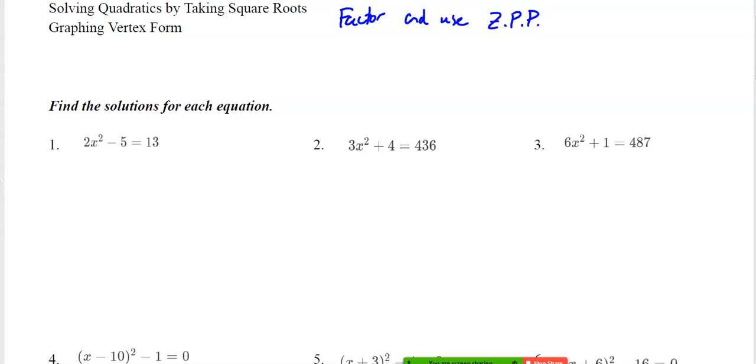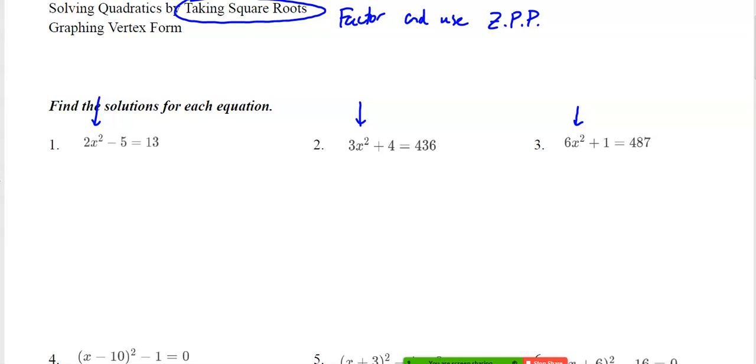This lesson, though, we don't really have to do any factoring. We don't have to use the zero product property, because if you notice, all of these expressions here have an x squared in there, but there's no x term. So that's a tip-off that I might have another way of solving this. Everything we're going to do today is going to be done with taking square roots. So let's get after it. I'll do number 1 and 2, then I'll let you do the rest.